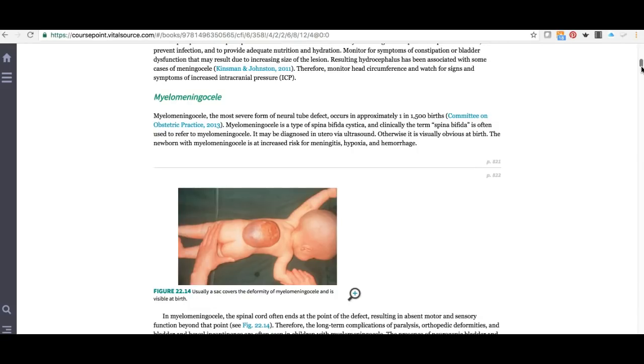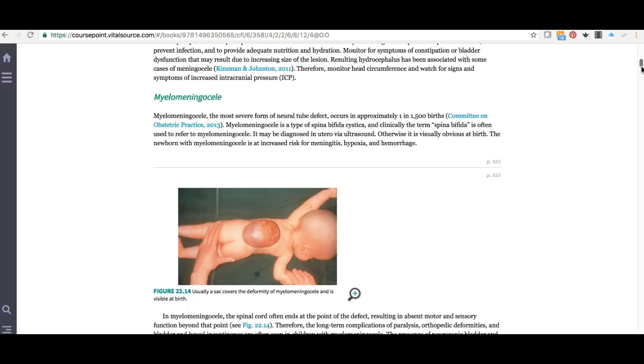Okay. Some important things to remember. You got to keep that sac moist. Okay. You cannot let it dry out. You've got to keep the child on their belly. He's already got some hydrocephalus. You can see from the obstruction of the spinal fluid in the myelomeningocele. These are repaired surgically, okay?